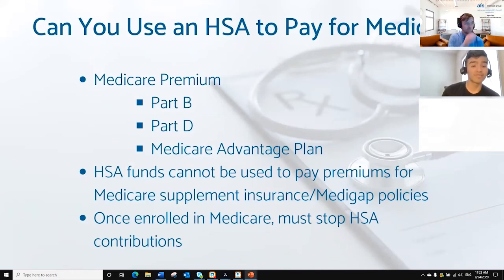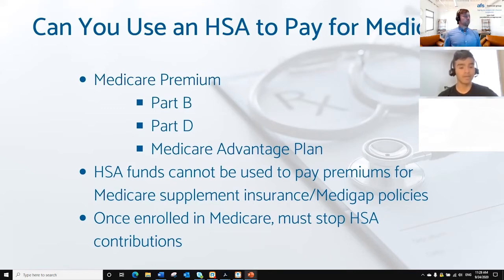They can't be used for the Medigap policies, which are somewhat similar to the Medicare Advantage plans. So that's one thing that you can't use it for, and we see folks get a little tripped up on that sometimes. The supplemental insurance is the only one that does not qualify.